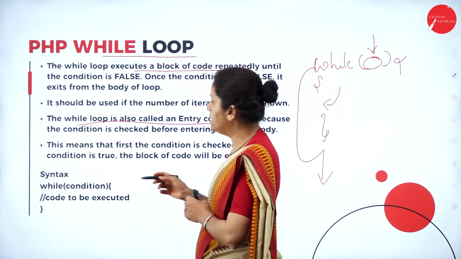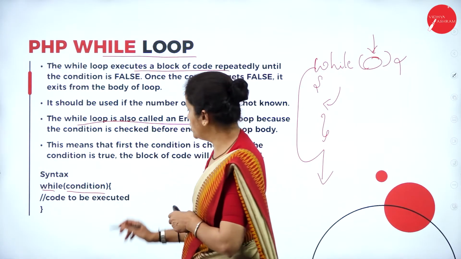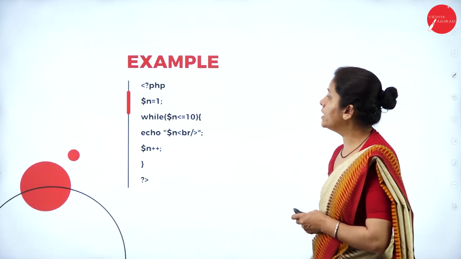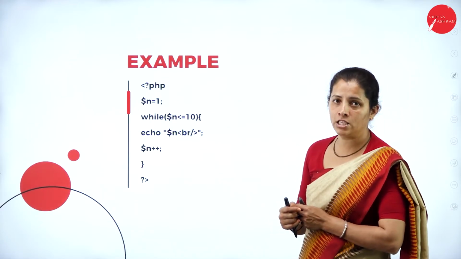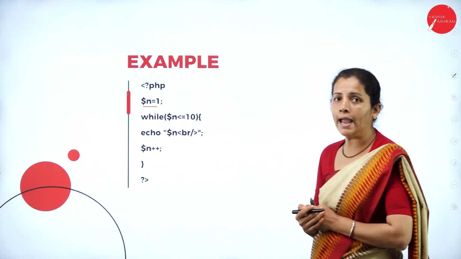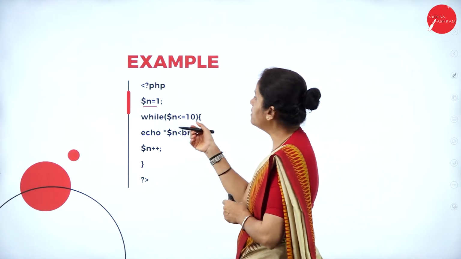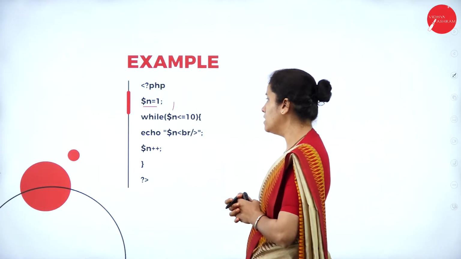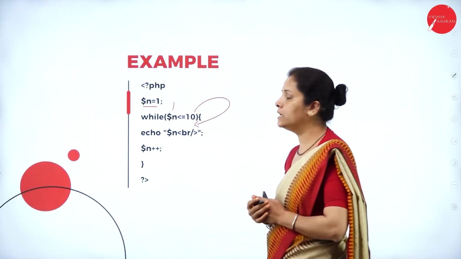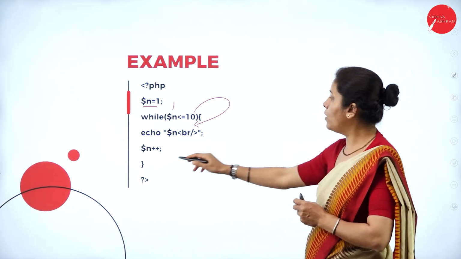Now see, I have the syntax: while, I'm going to write the condition. If the condition is true, what am I going to do? I'm going to execute the statement. Now I have a simple PHP code. I'm going to consider the variable called n and I'm assigning the value 1. Now, while, what is the value of n? 1 is less than or equal to 10, the condition is true. What am I doing? I'm printing the n value. So, what is the n value? 1.